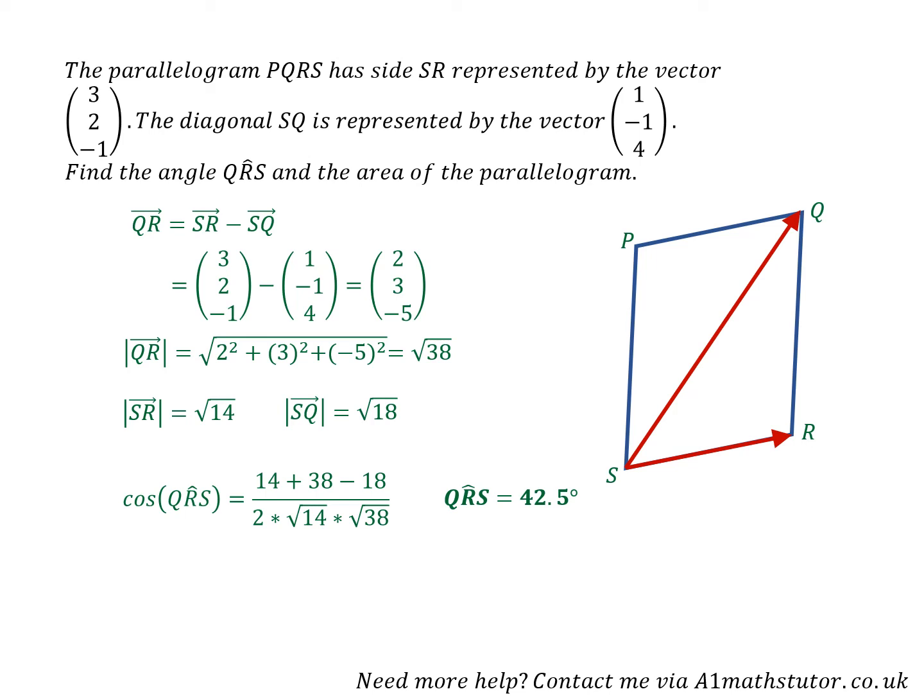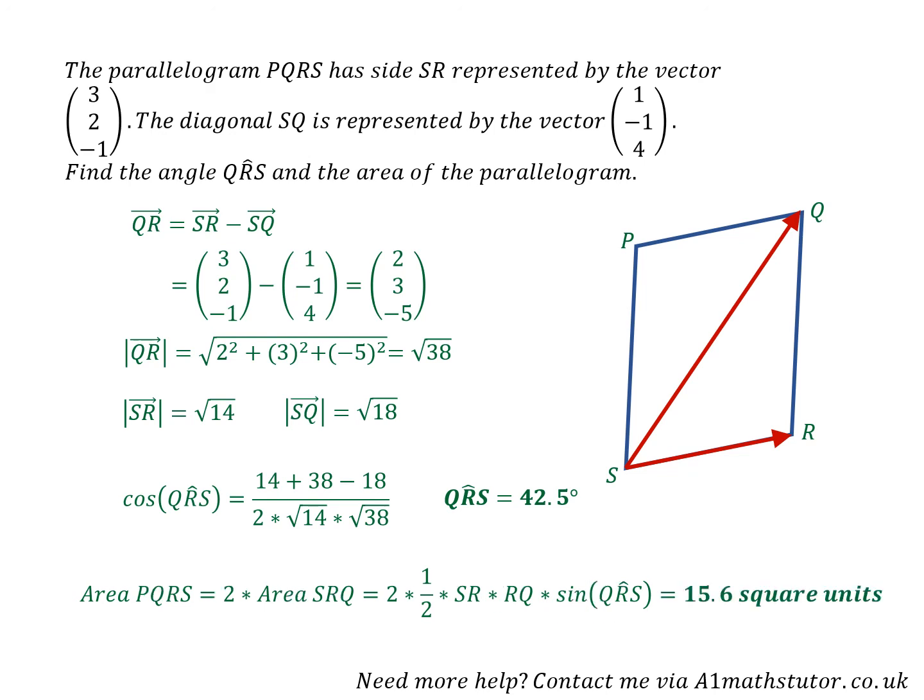So now we have to find the area of the parallelogram. I think the quickest way is to calculate the area of one of these triangles and then just multiply by 2. And if we have this angle here and we've got this side and this side, we can use the formula half AB sine C. So the area of the parallelogram is 2 times the area of the triangle. That's 2 times a half, the 2 sides multiplied together, multiplied by the sine of the angle between them, and that gives us 15.6 square units. So there we are.